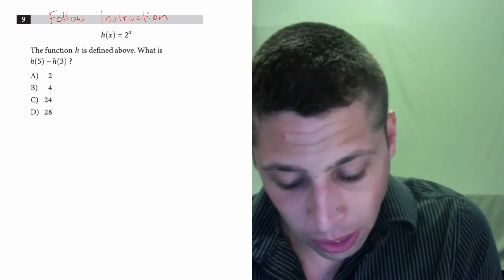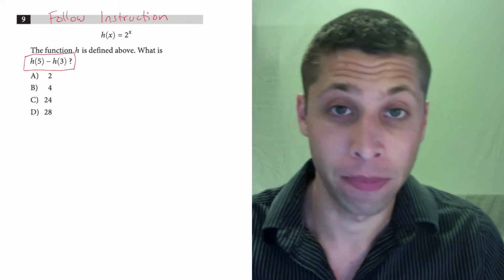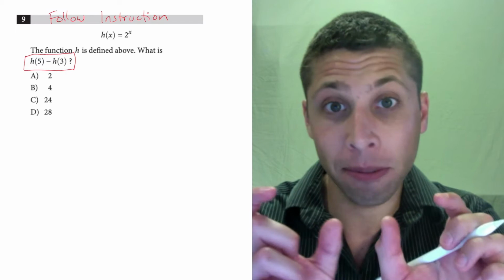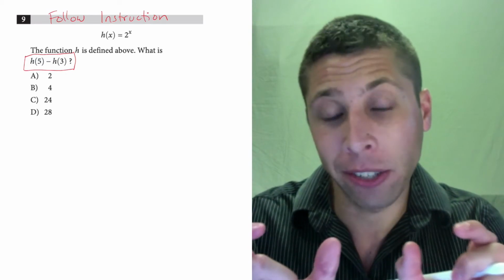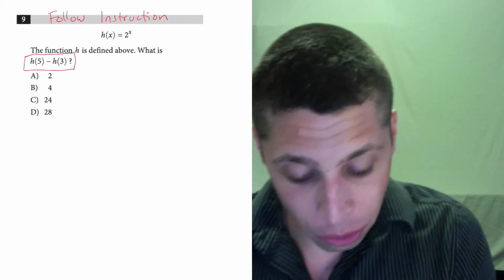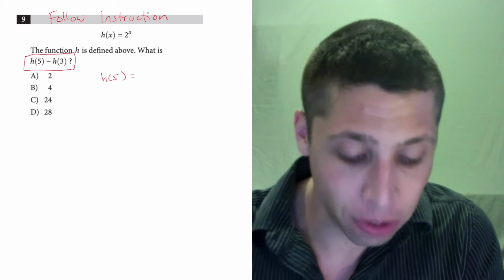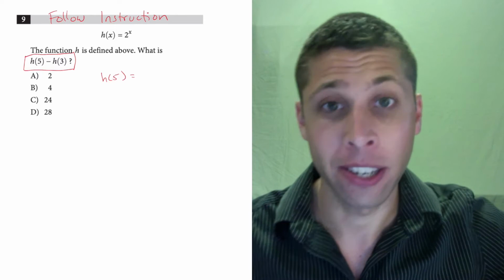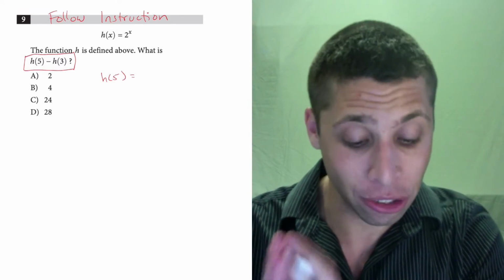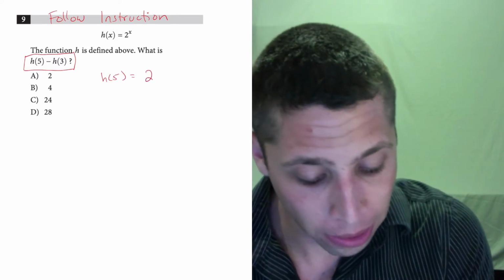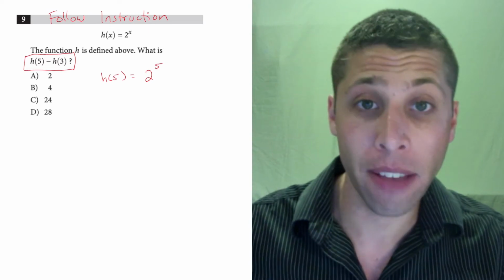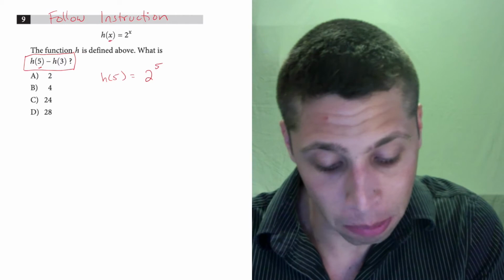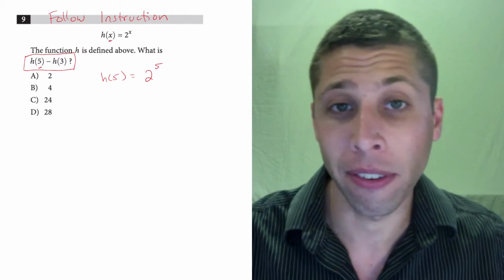So in this case, we've got these two pieces here, h of 5 minus h of 3. But really, that's kind of two steps combined into one. So first, we would just do what is h of 5, turn that into a number. That's an instruction that's separate from the 3. Just do that instruction first. H of 5 means that we replace our x with a 5. That's all that function notation means. This 5 is in place of x, so we put the 5 in place of the x.